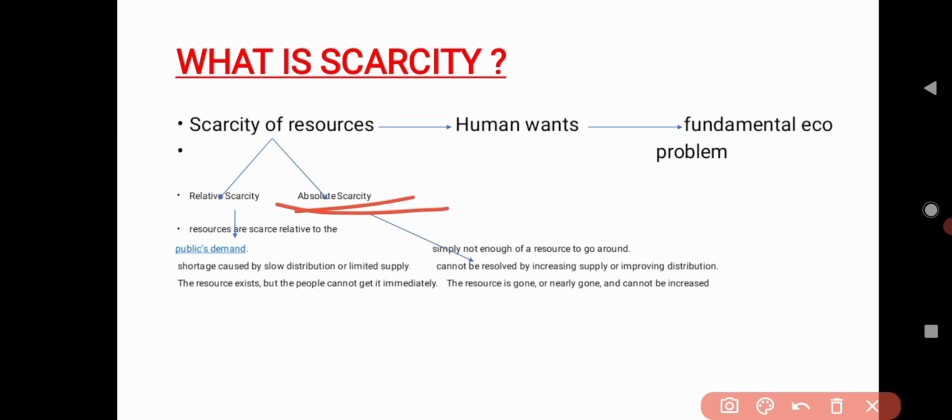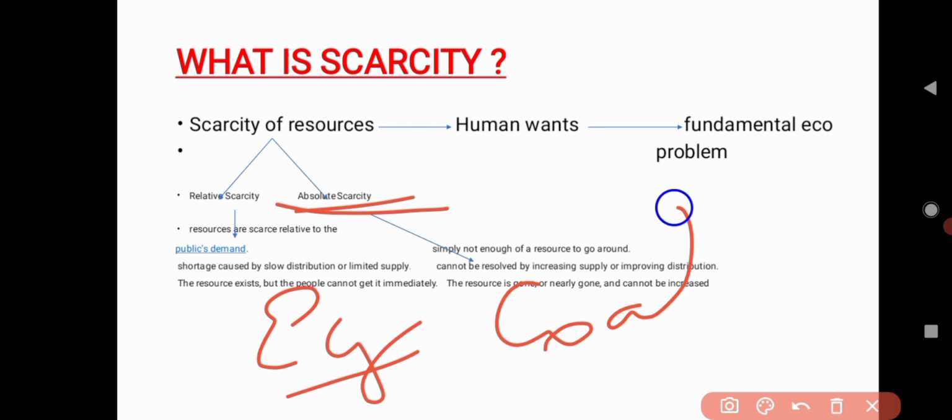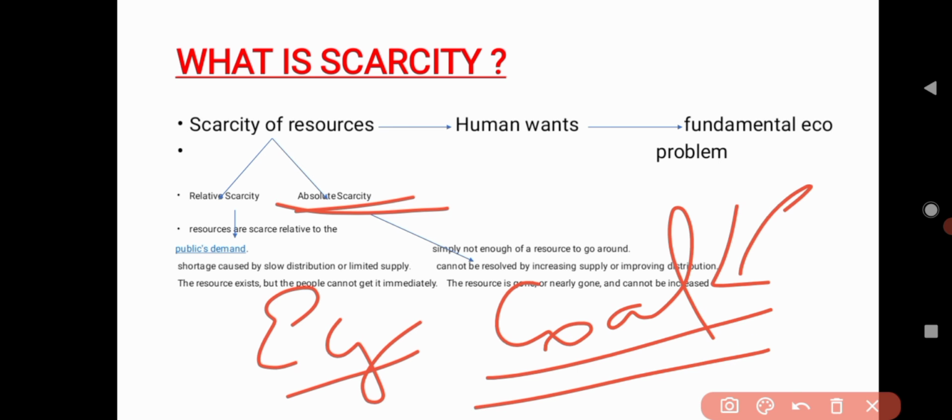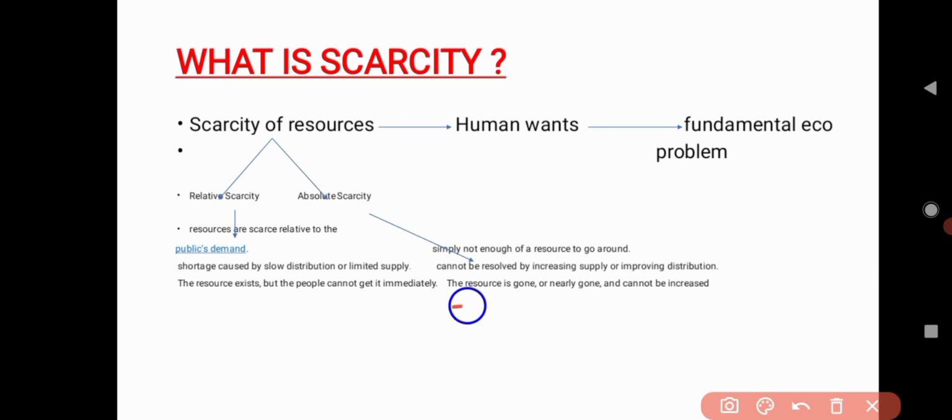What does absolute scarcity refer to here? Let us take an example of coal. Now coal is a natural resource, and we use coal in various activities. The excessive use of this natural resource has led to depletion of these resources, right? So this coal is depleting, or in the near future we can say that it will be gone or nearly gone or cannot be increased, right? Because it's a natural resource, it takes a lot of time to rebuild again.